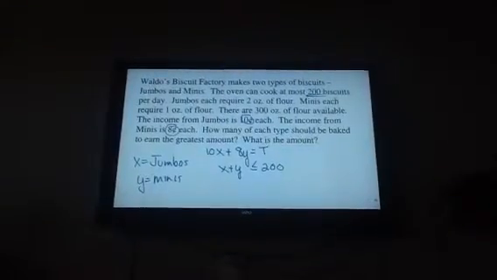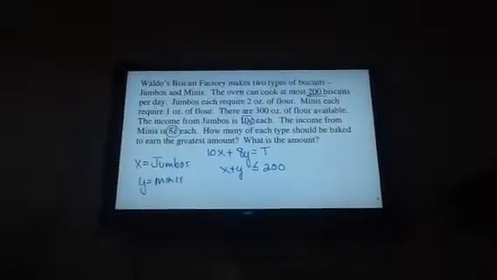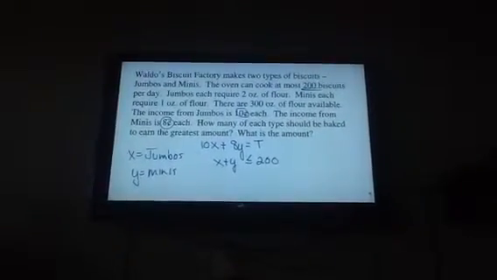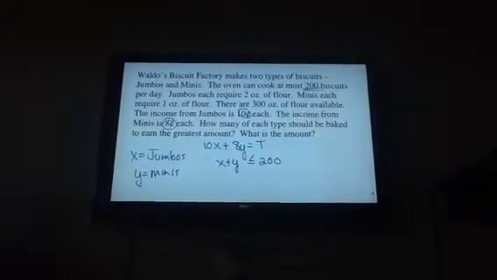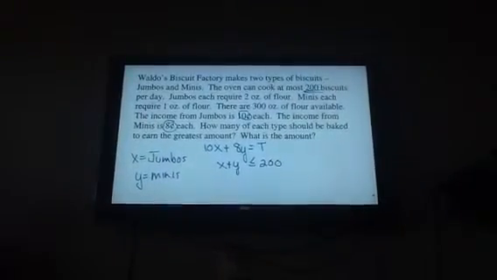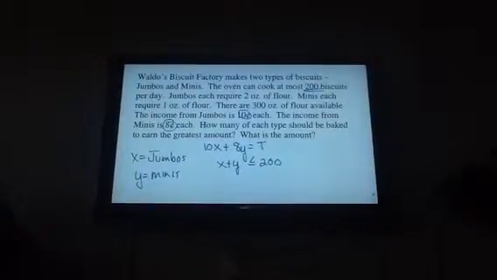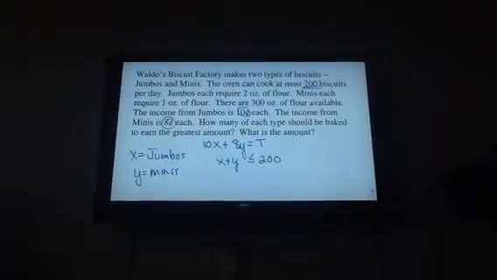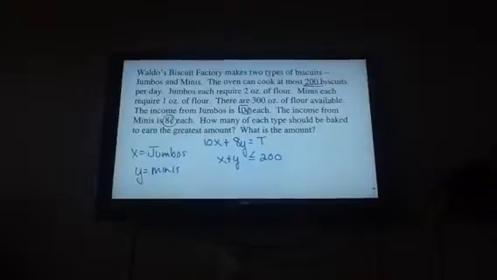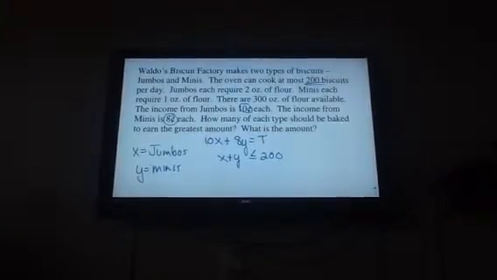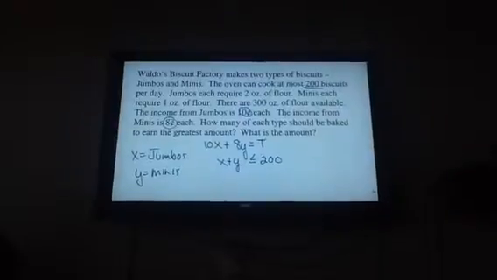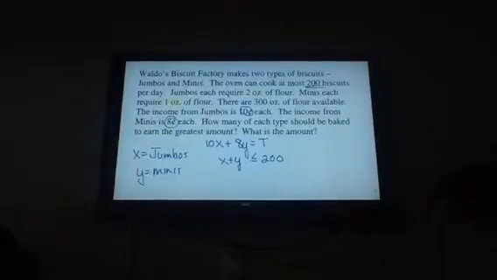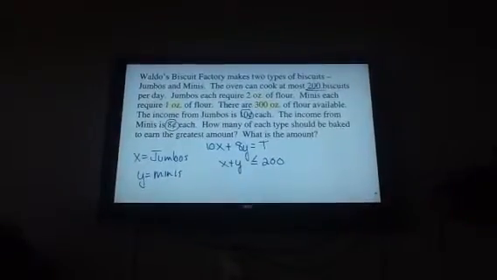And then this is the tricky part, which we'll kind of hit on again in another question here in a little bit. But jumbos each require 2 ounces of flour. So sometimes people want to put for that question, X is less than or equal to 2. But think about what X means. X means the number of jumbo biscuits. So it wouldn't make sense to say that the number of jumbo biscuits is less than or equal to 2 ounces of flour. Doesn't make sense. Okay? So you're going to take all the information about flour and it goes into one constraint.